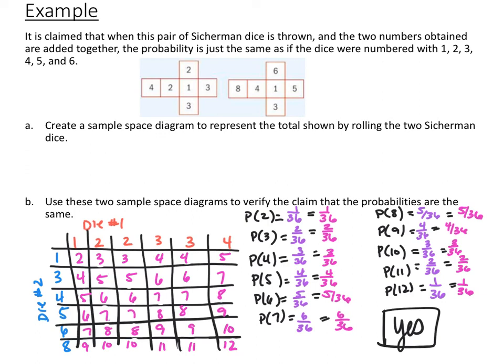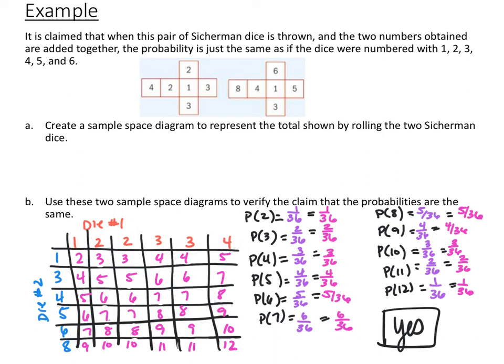So I found the probability. In purple is the probability from the previous slide's sample space, the 2 regular 6-sided dice. So the probability of a 2 is 1 out of 36, a 3 is 2 out of 36, and so on and so forth. 7 is the most common because if you add the top and bottom, they always add up to 7.